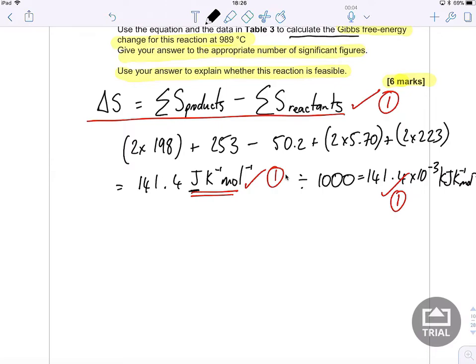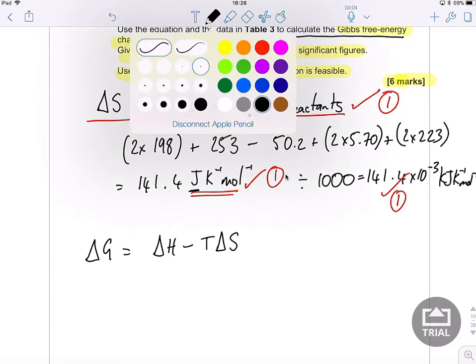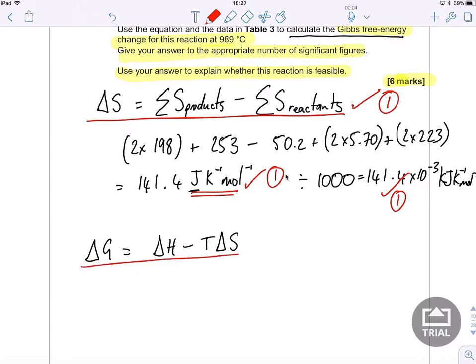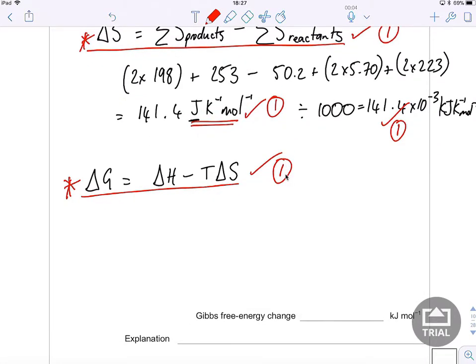Okay, so the next thing I'm going to do is work out whether the reaction is feasible. So I'm going to calculate Gibbs free energy. So I'm going to need this equation here. Delta G is equal to delta H, take T delta S. And if you wrote that equation down in this question, you also got 1 mark. So if you think about 2 of the 6 marks for this question, a third of the marks come from remembering the entropy equation and the delta G equation. So 2 really important equations to remember.